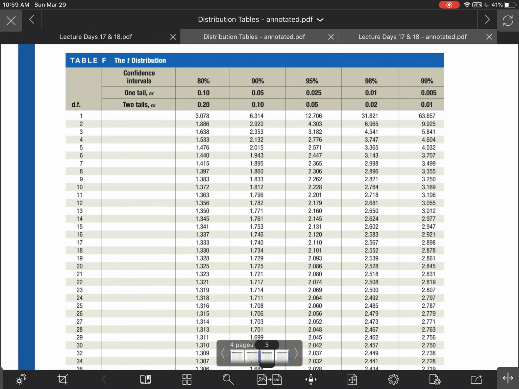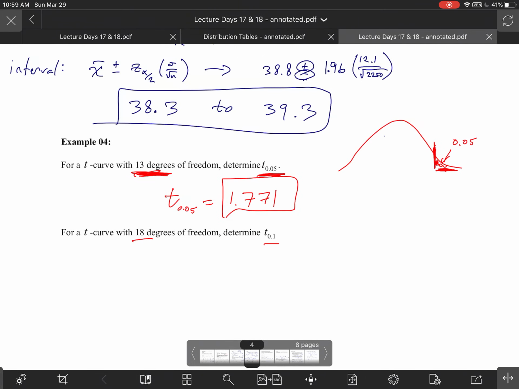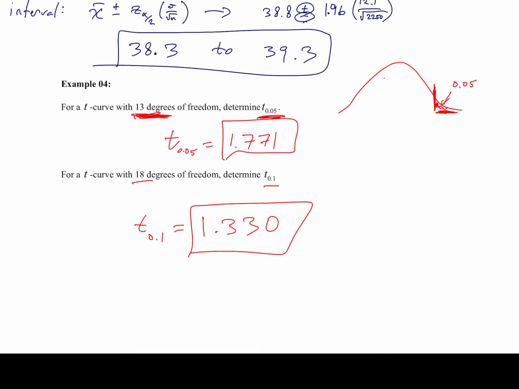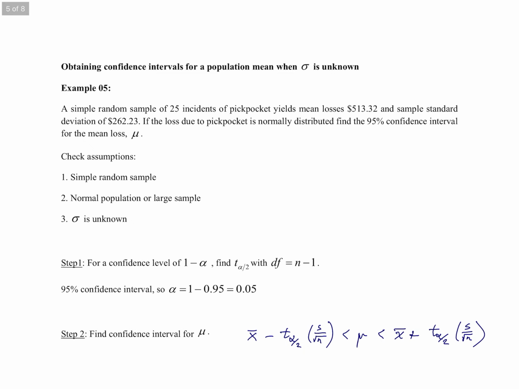So that's the t-value that I'm going to record on the next page. If you'd like, you can just write it as a 1.33 or a 1.330. Either one is fine, but that would be t of 0.1. So that's how we're going to use this table involving the t-distribution. Let's see how to apply that in practice.